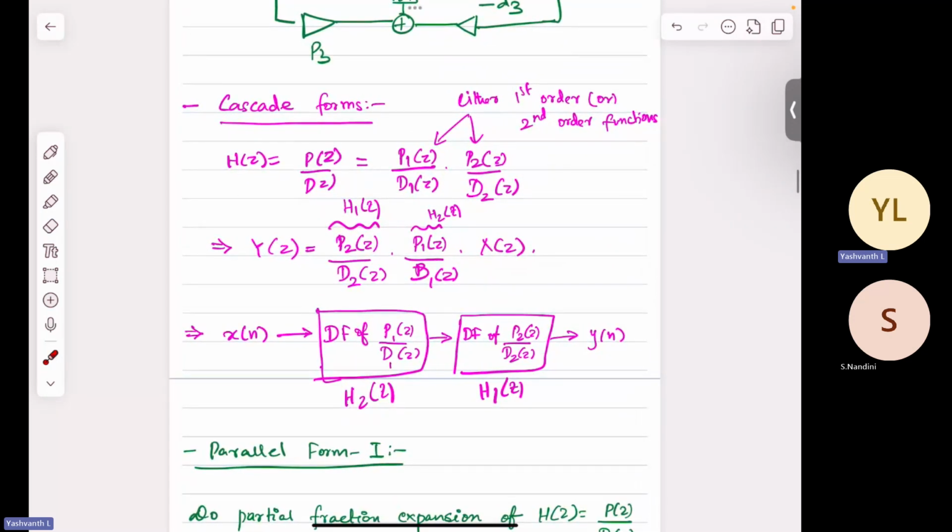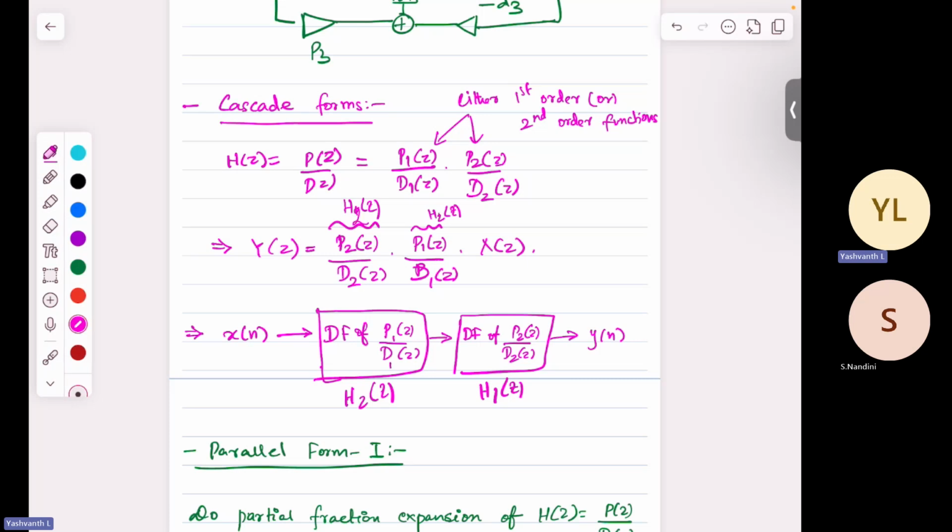Again, simple to understand. Cascade means you have a number of things going on in cascade. Let's say your H(z) is given by P(z)/D(z). You decompose this into a product of two other transfer functions, that is P1(z)/D1(z) times P2(z)/D2(z). The first one is H1, and the second is H2.